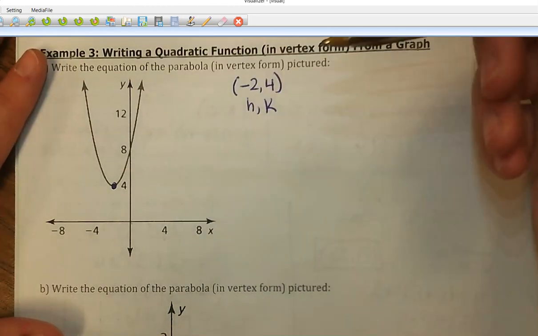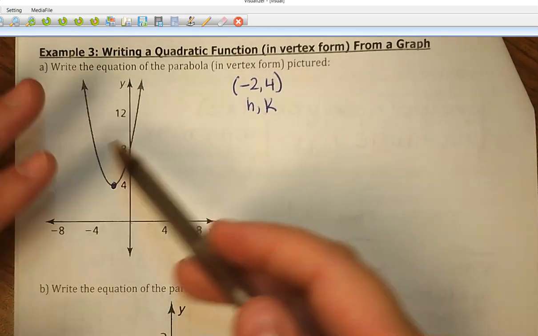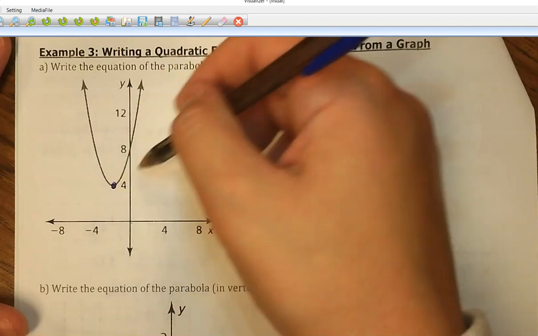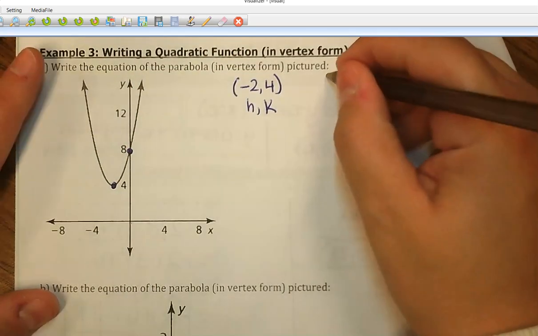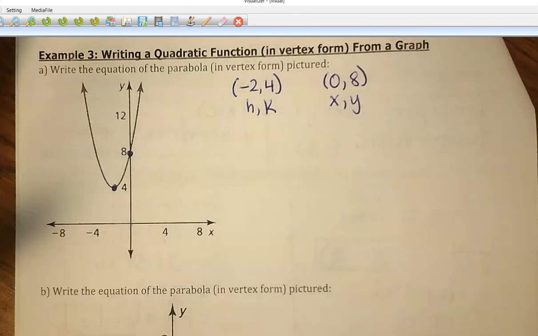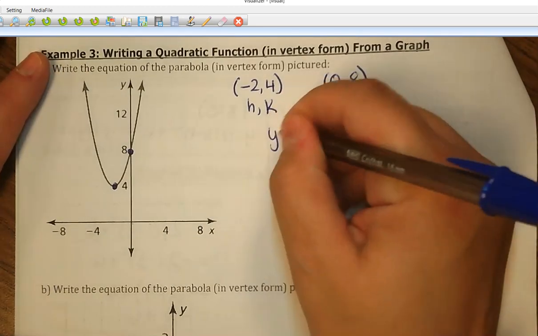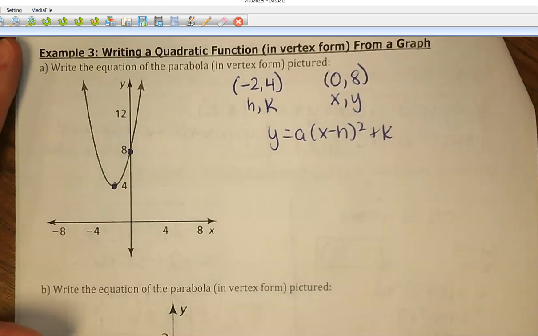And you guys can pick any point that you want to on the graph other than the vertex. You can't plug in the vertex again. So any point you can see here, I'm just going to go ahead and use the y-intercept there, which is the point 0, 8. And remember, any point that's not the vertex, you want to plug that in for the x and y. So again, here's your a times x minus h squared plus k. That's your vertex form. We got something to fill in for everything except a.